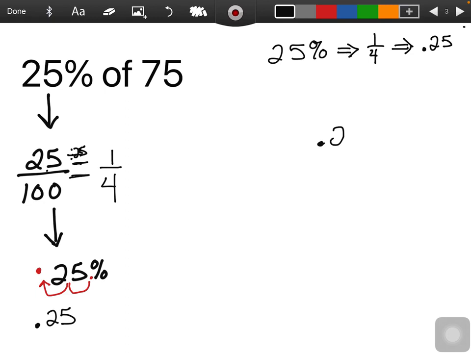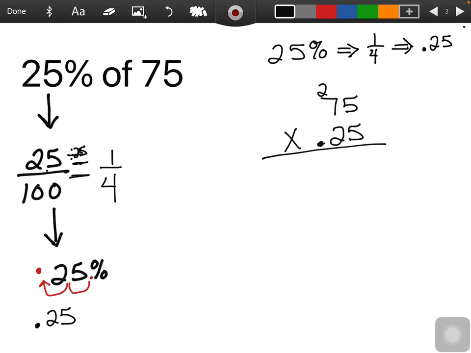25% as a decimal, 0.25, times 75. Now, I like to keep my decimals on the bottom, if at all possible. I don't know why, it's just something I've always done. If you want to flip it, it doesn't matter. That's the great thing about the multiplicative property. It doesn't matter which one's on top. Okay, so let's do the math.